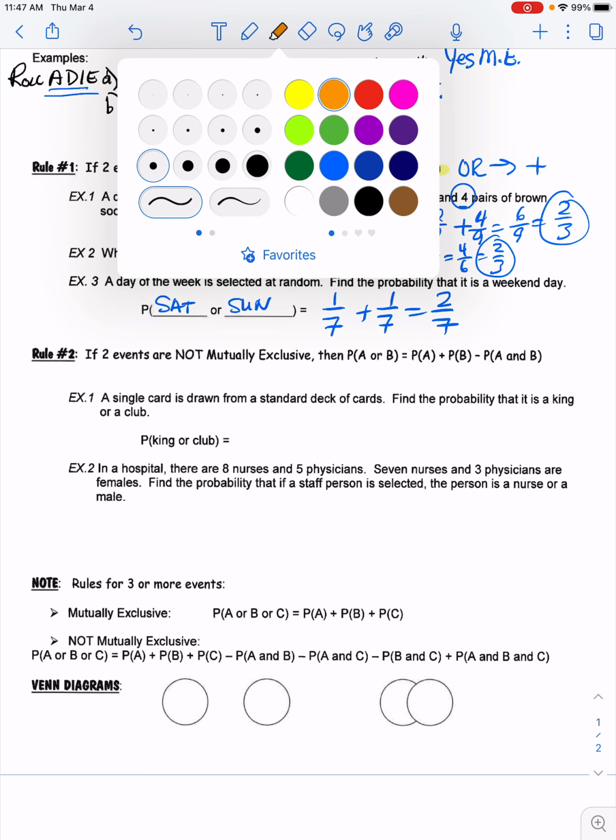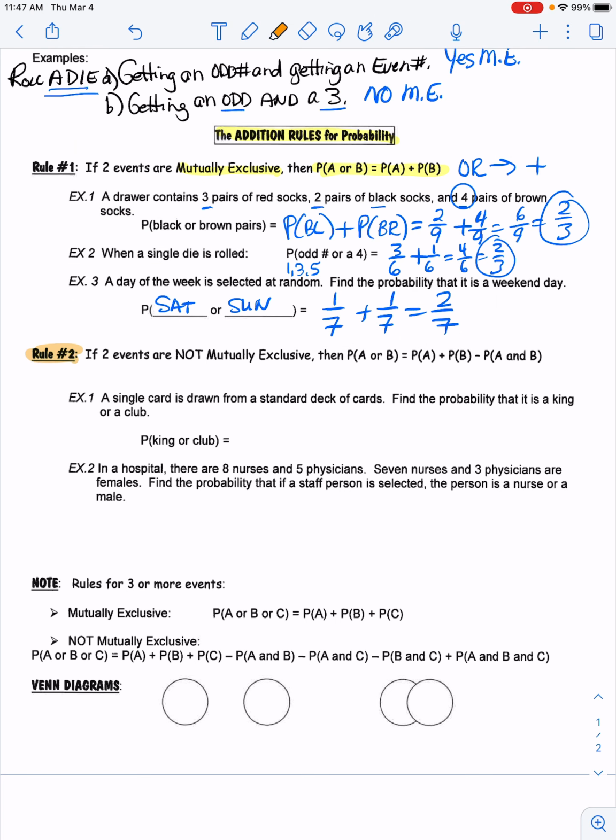All right, continuing on. We've got rule 2. If two events are not mutually exclusive, then the probability of A or B is probability of A plus probability of B minus the probability of A and B. So sometimes I'll refer to this part as the overlap that we have to subtract. All right, so we've got an example.